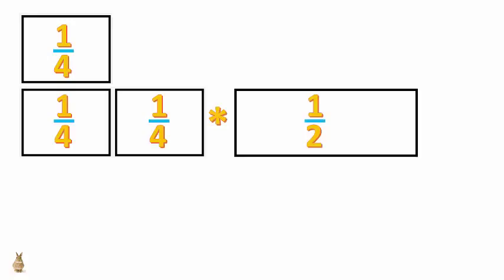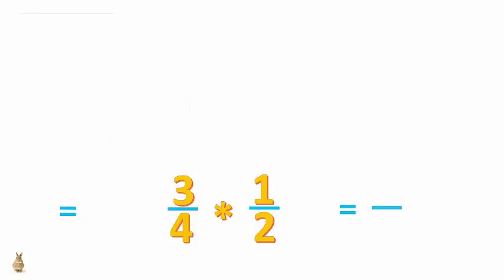Okay. Now let's look at 3/4 times a half equals 3/4 times a half. Right, there's the sum. Let's have a look. 1 times 3 equals 3. 2 times 4 equals 8.